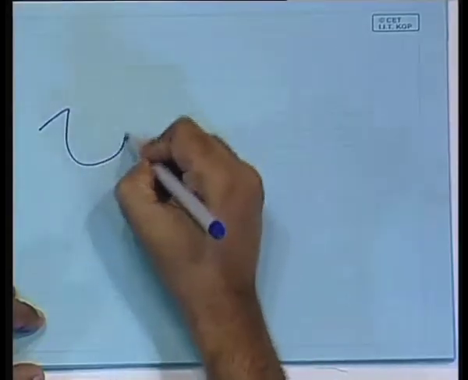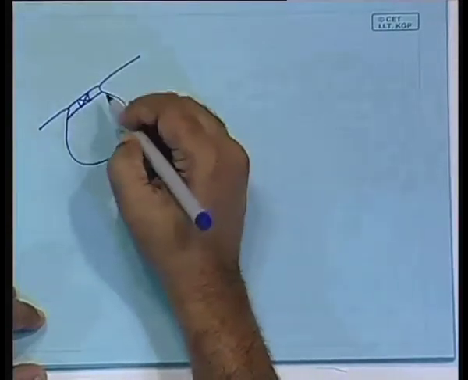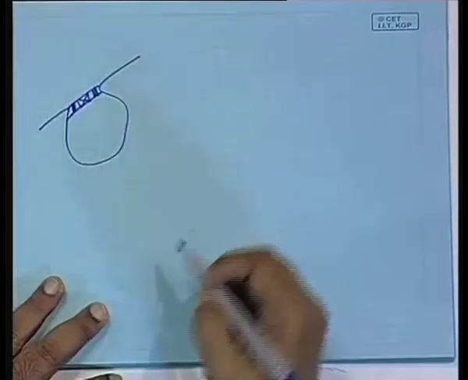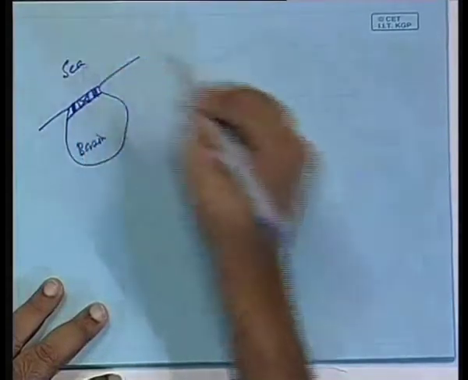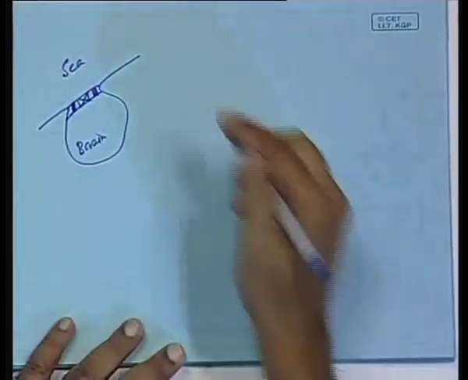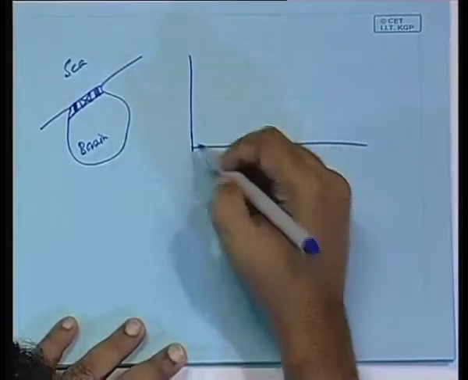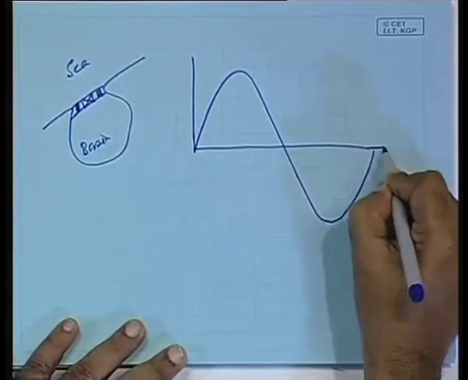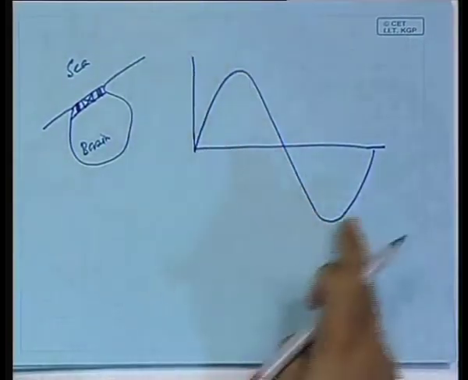Now, if you have a two-way turbine, again the shape of the scheme is very similar. You have the sluice gates here, this is the basin and this is the sea. You have the tidal variation like this, a sinusoid. Now, this is the sea water level variation.